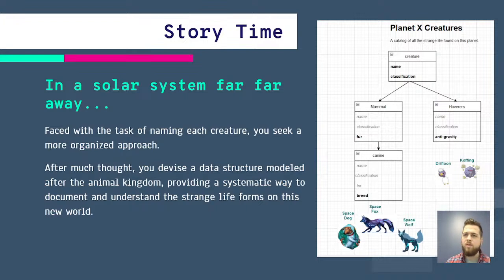So in the graphic to the right, we see an example of inheritance, which we'll talk about later. But essentially, we start off with something called creature, and it has two properties, which is name and classification. Underneath creature, we have mammal, which inherits the name and classification properties. In addition to that, it adds the fur property. And then canine inherits mammal, which inherits everything the mammal has, which is name, classification, and fur, and it adds on breed.